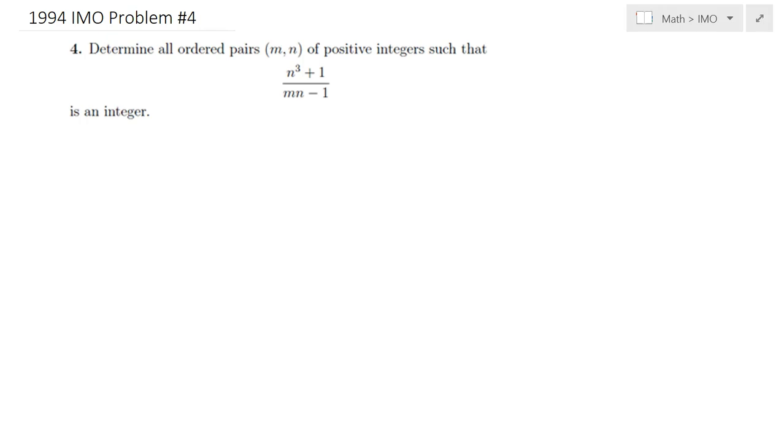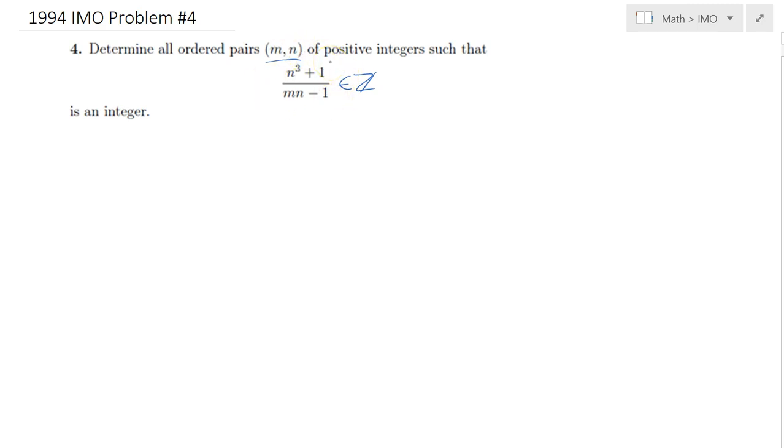Hello everybody, in this lecture we will be solving 1994 IMO problem number 4. Here is a view of this problem. We need to find all the ordered pairs m, n of positive integers such that this expression turns out to become an integer. Let's assume that mn is such a pair that makes this a positive integer.